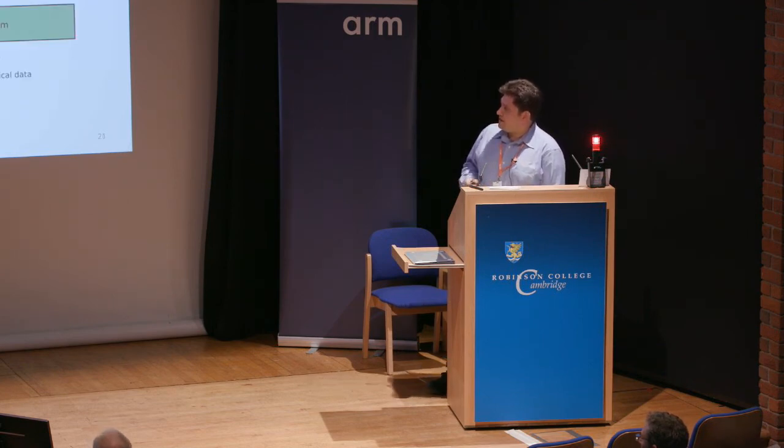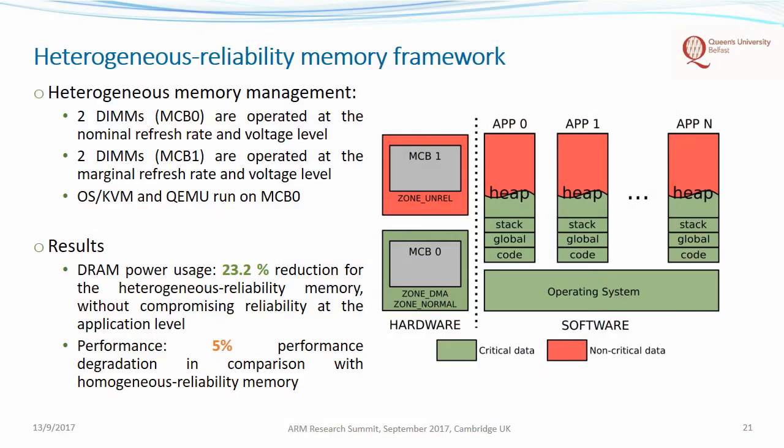They operate some DIMMs at nominal conditions and other DIMMs at extended conditions. They place the operating system, the stack, the global, the static segment and the code in the nominal DIMMs, and the rest of the heap in the unreliable ones. And they have seen that they can reduce DRAM power usage by 23% by taking advantage of this heterogeneous reliability memory, with a performance degradation of just 5%.